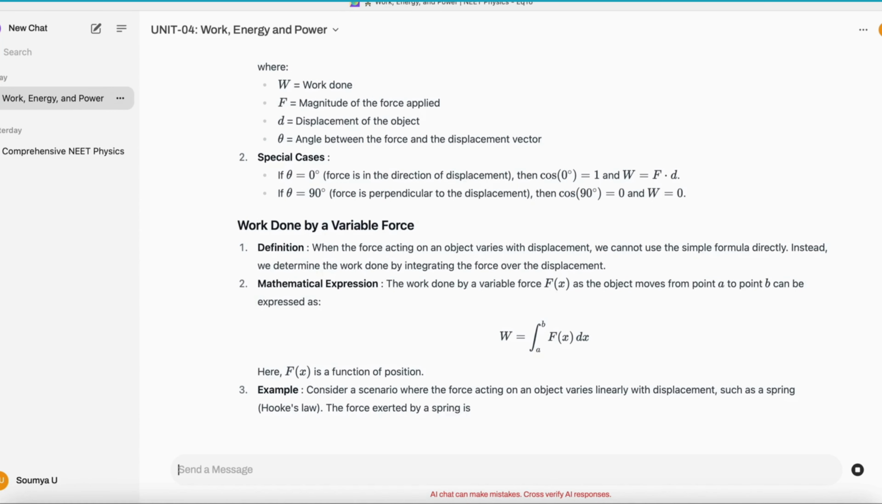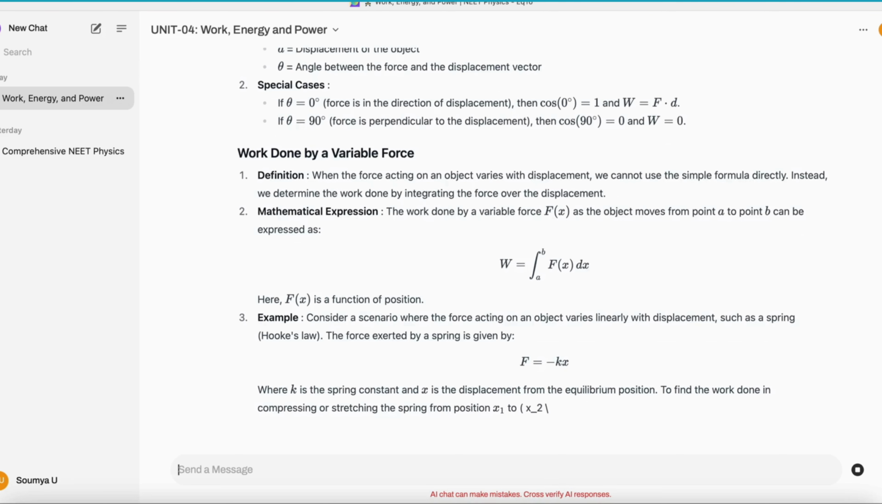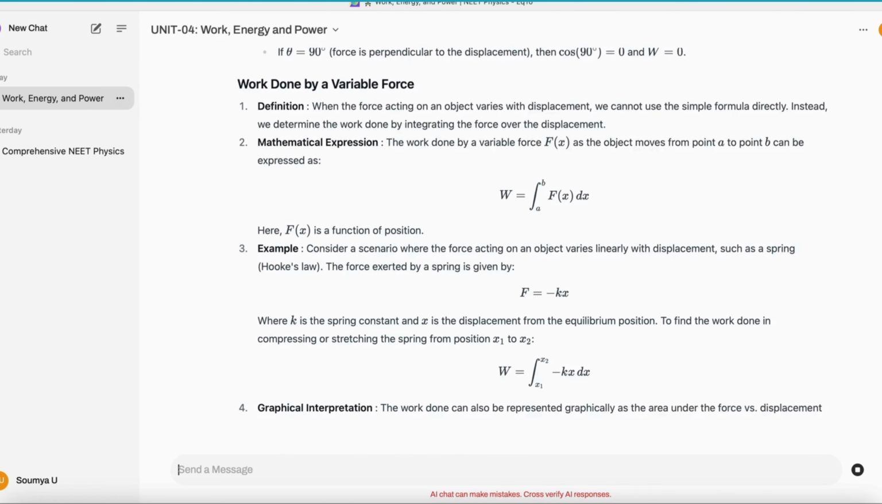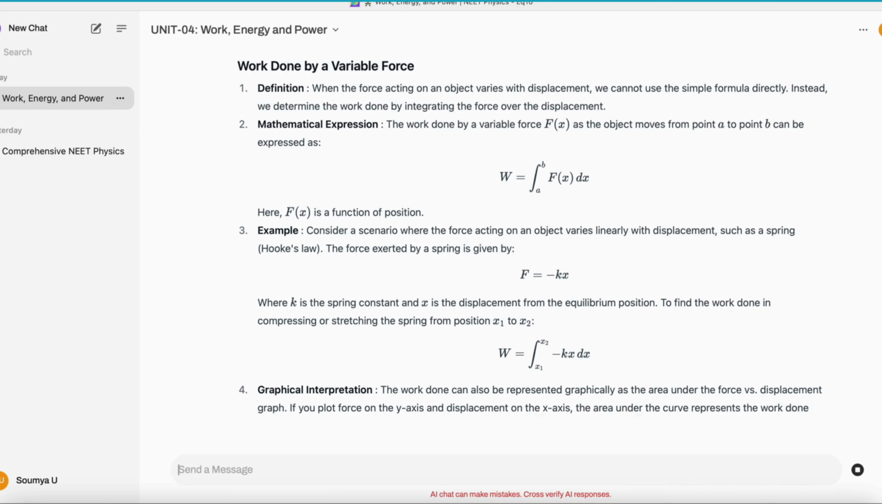1. Definition: when the force acting on an object varies with displacement, we cannot use the simple formula directly. Instead, we determine the work done by integrating the force over the displacement. 2. Mathematical expression: the work done by a variable force Fx as the object moves from point A to point B can be expressed as below formula. Here, Fx is a function of position.